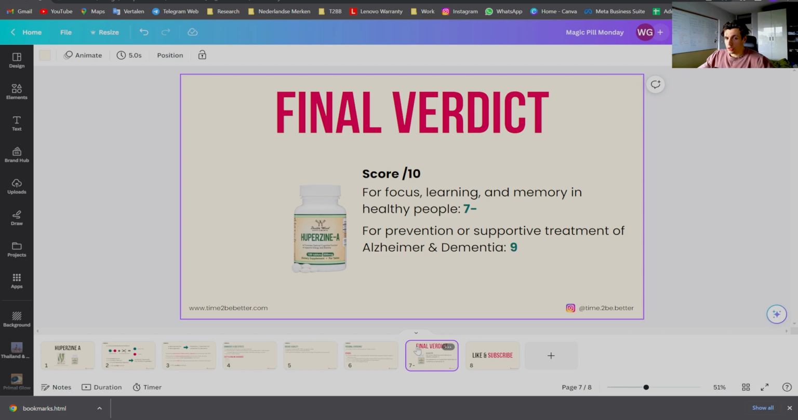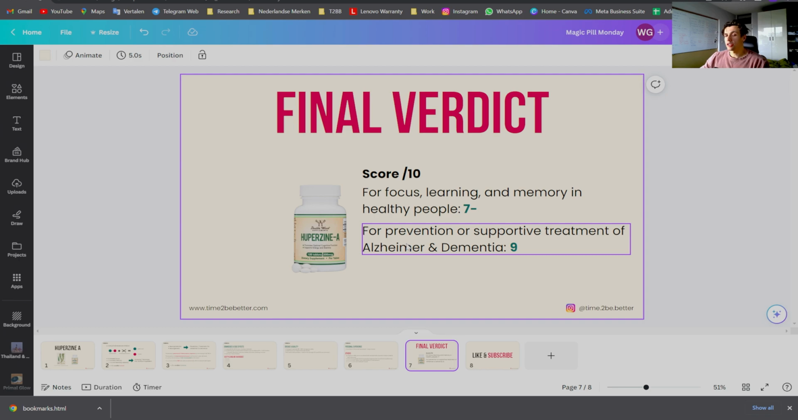So, final verdict for this supplement. I took it personally and I kind of liked it, and lots of other people seem to get benefits of it. However, the science, especially on healthy adults, is mixed, and you have to be careful with dosing. Some people get negative side effects. So for that combined body of evidence, I would say 7-. It's not the greatest supplement out there to take, although it's worth an experiment.